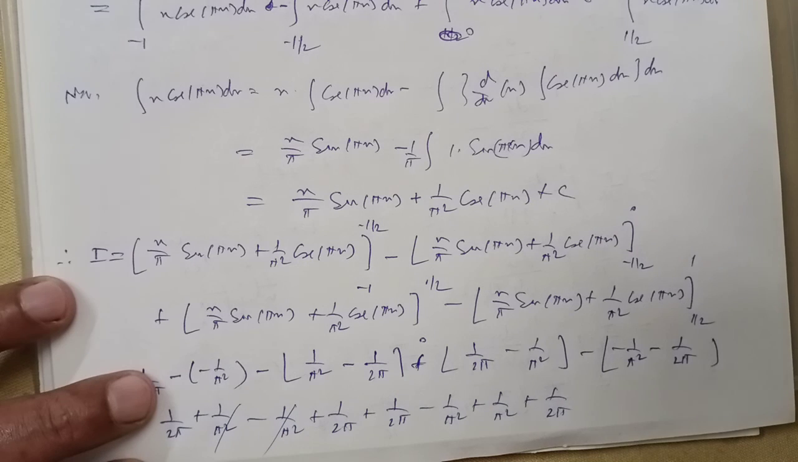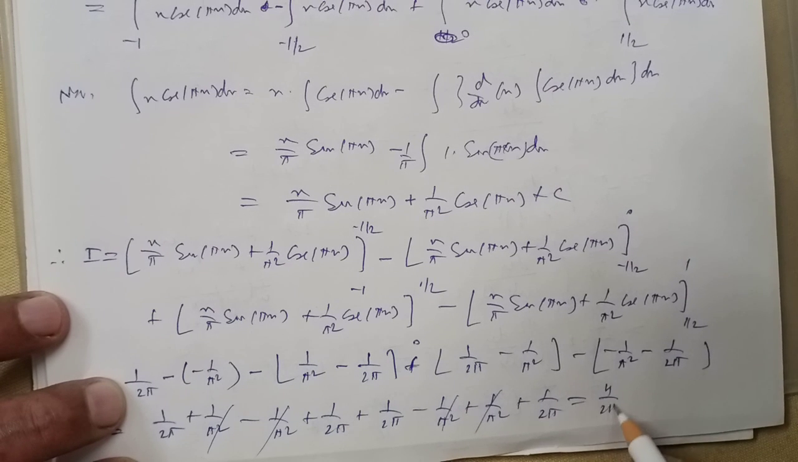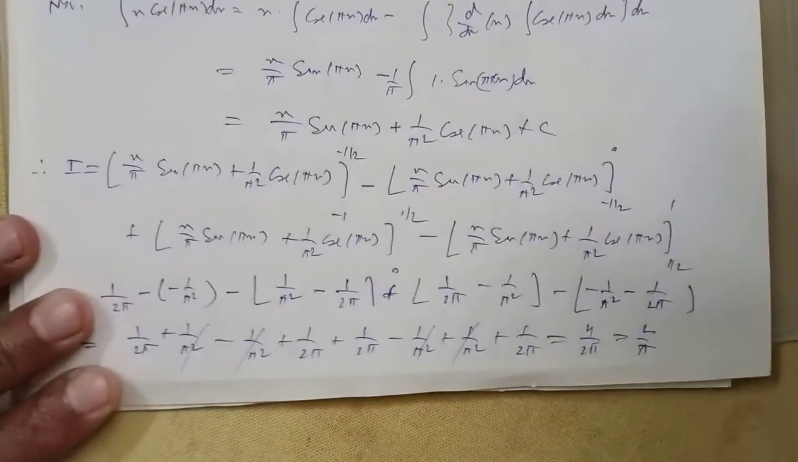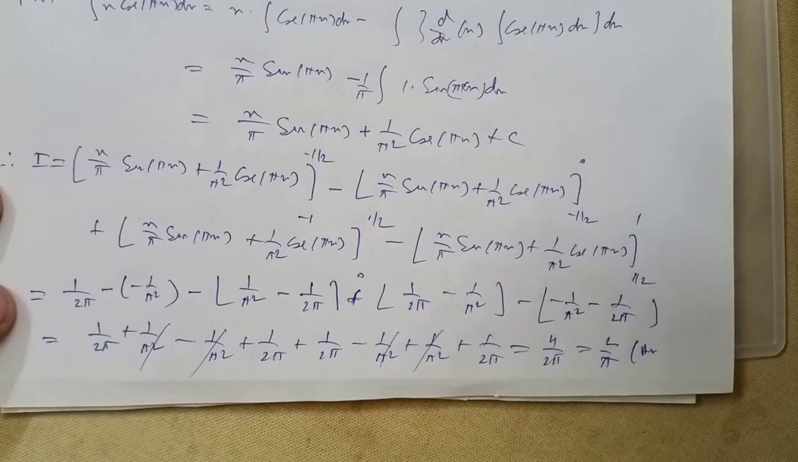Look, the 1 by pi square terms cancel, and the 1 by 2 pi terms give 4 by 2 pi, that is 2 by pi. So our answer is 2 by pi. It's a big one. Okay, let us stop the video here.